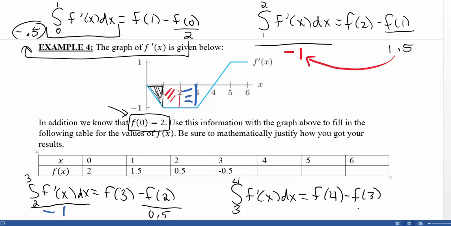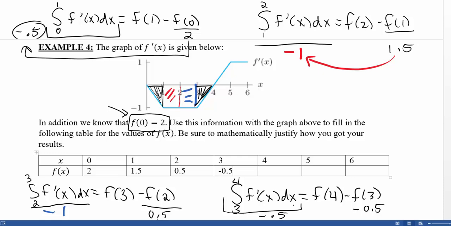F of 3, we know, is -0.5. And to find the area under the curve from 3 to 4, we again look at the area between the function and the x-axis. So here we get another triangle. A triangle is 1/2 base times height. So we have 1/2 times 1 times -1, which is going to give me -0.5.